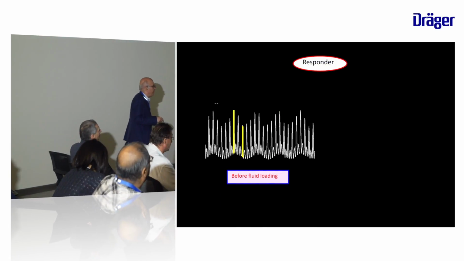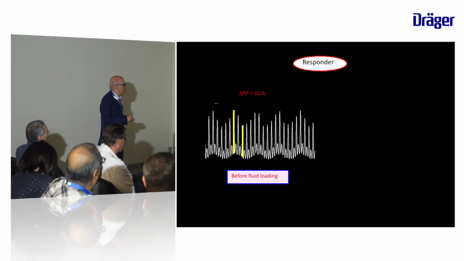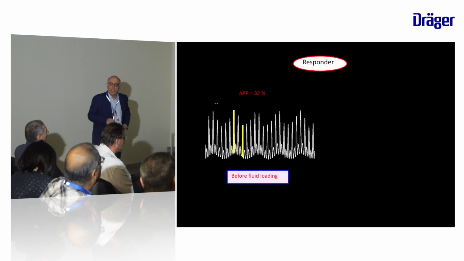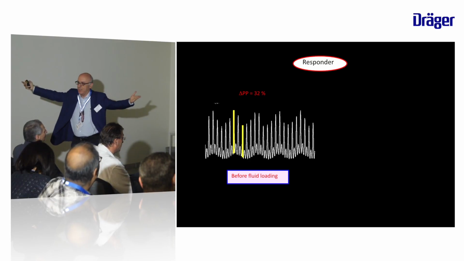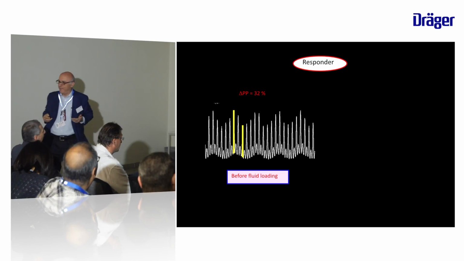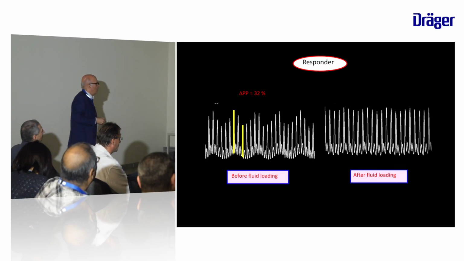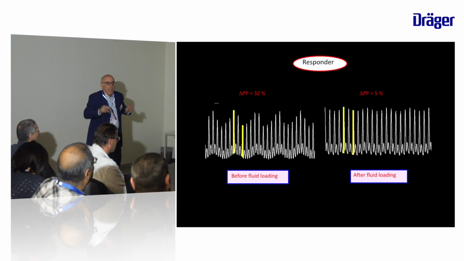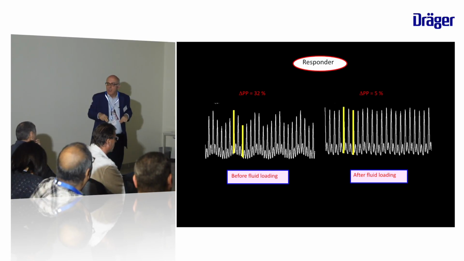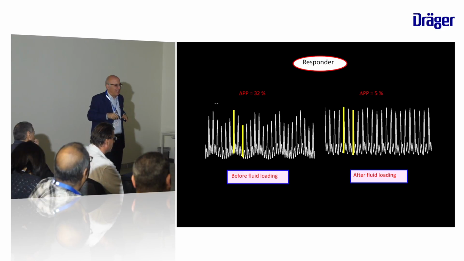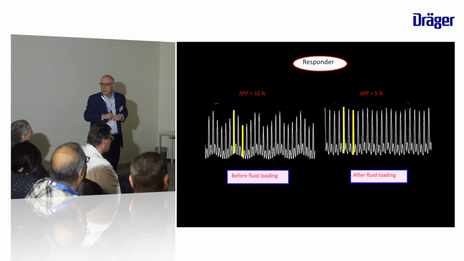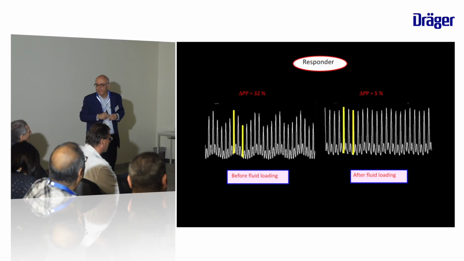This is an example of a responder. You see a major change between pulse pressure in inspiration and expiration. In this case, it's 32%. It's a very high percentage. The threshold is around 12%. When you are in a so-called normal condition, we never know what that is, but pulse pressure variation is around 5%. It's less than 12%.